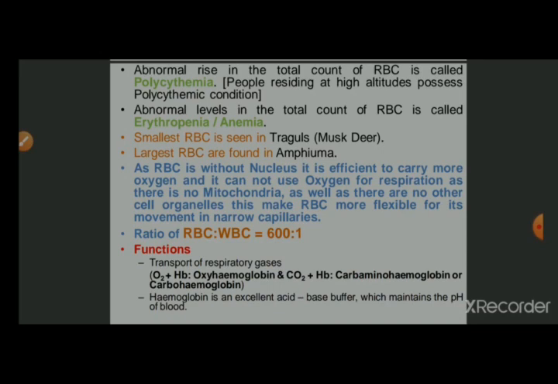While abnormal low levels, or abnormal fall, below the normal ones, are known as erythropenia, or you can say anemia. So these are the two clinical conditions, abnormal rise and abnormal fall. Smallest RBCs are seen in tragules, they are musk deer, and the largest RBCs are found in amphiuma.